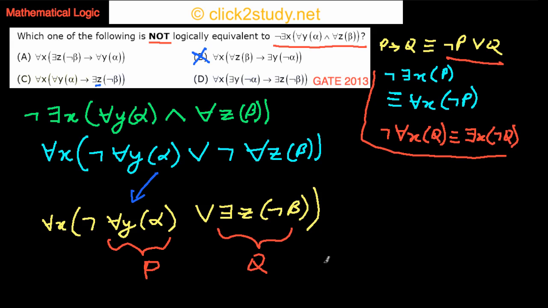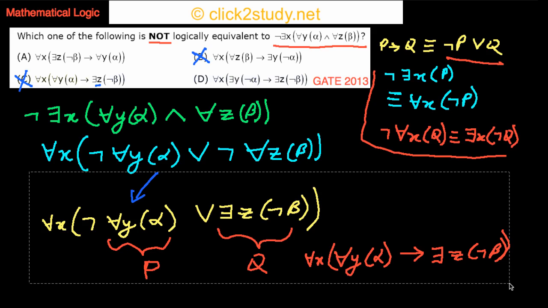So this will be equivalent to for all values of x, and this is p, so you can say that for all values of y, alpha will imply q, which is there exists z and not of beta. Okay, so you got option C also, so you could arrive at option C by starting at the thing that was given to you. So this is eliminated too. So now you're left with two options, option A and option D, sorry.